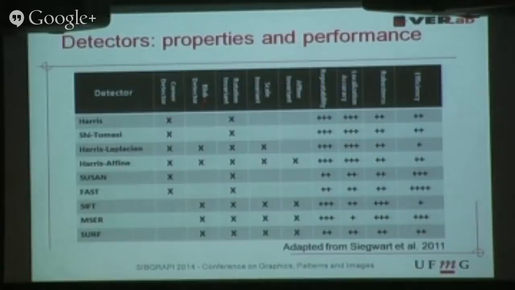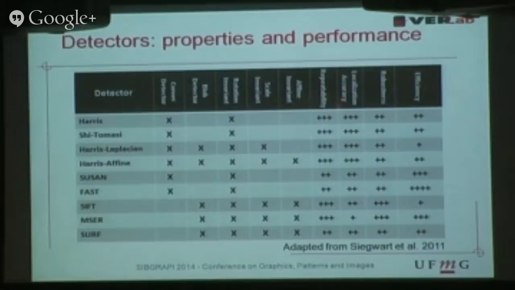For instance, these tend to be rotation invariant. That's important because when you receive another image, this image may come rotated with respect to the one that you're testing against. Some of them are scale invariant. Some of them are affine invariant. So it depends on the type of transformation that you're subjected to. And as far as these properties are concerned, these are very important ones.